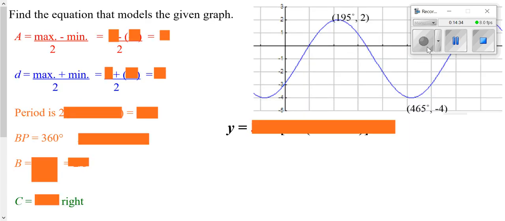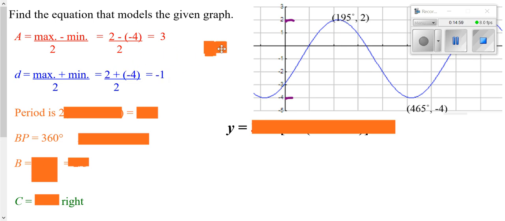So now we're going to work backwards from a graph, and we're going to come up with our equations. Well, first of all, we need to find our max and our min. We can see here our max is 2, our min is -4. We find our A value by going max minus min divided by 2. We find our D value by going max plus min divided by 2.